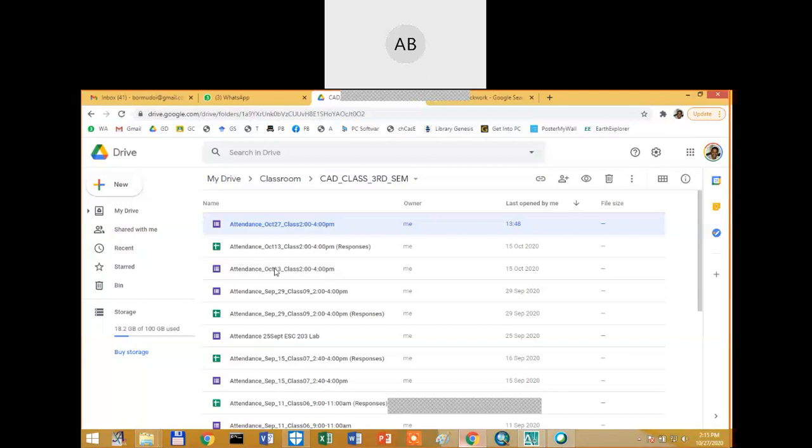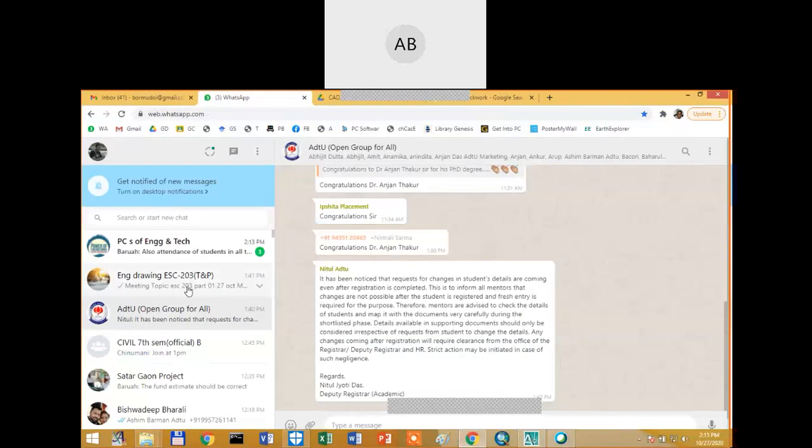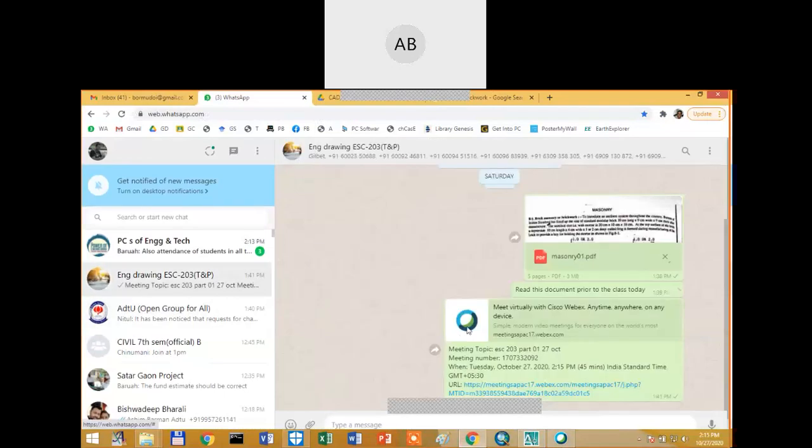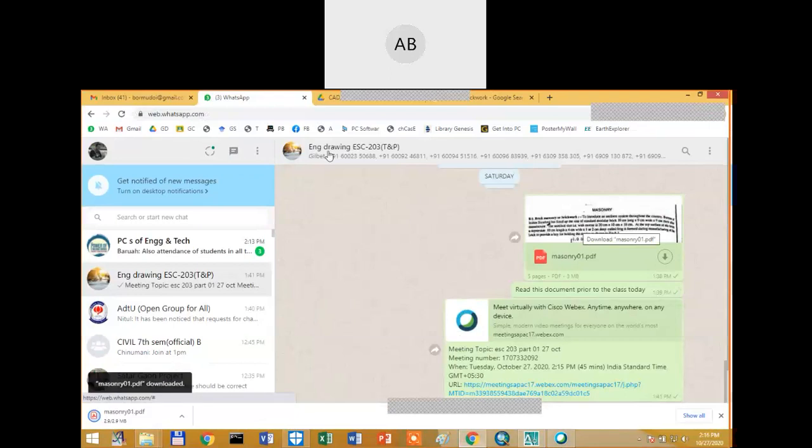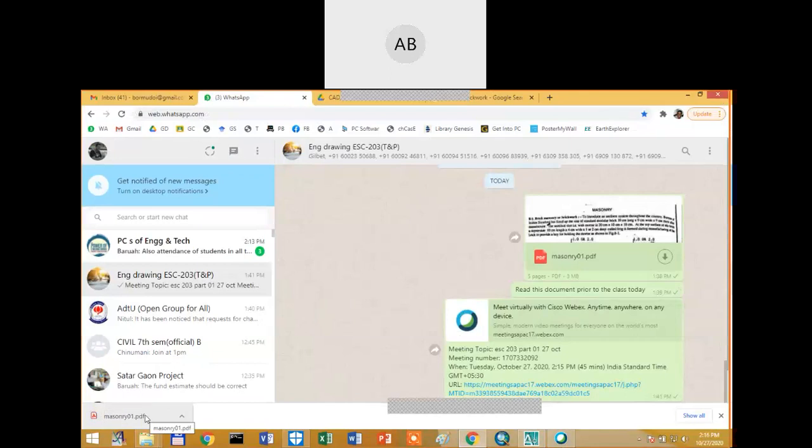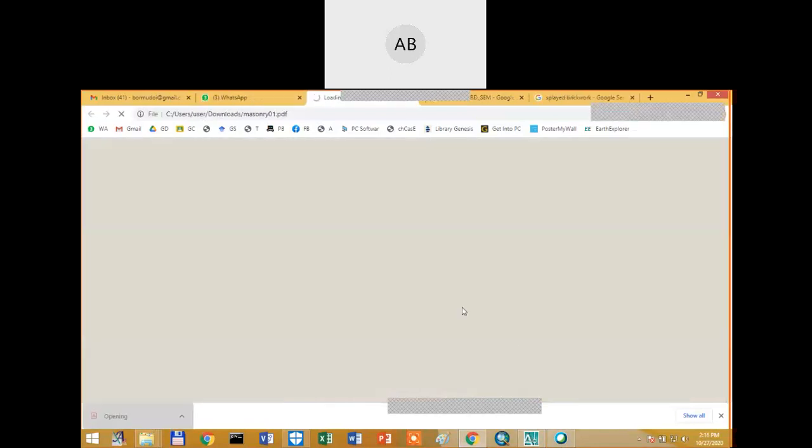Okay, so I have given one document in your WhatsApp group. Kindly open this document. If you want to know what document this is, it is this one. Today we are going to start the different masonry bonds, and there is one introductory document I have shared in the WhatsApp group. So first please open up that document.